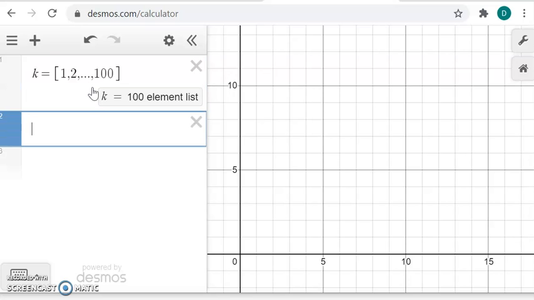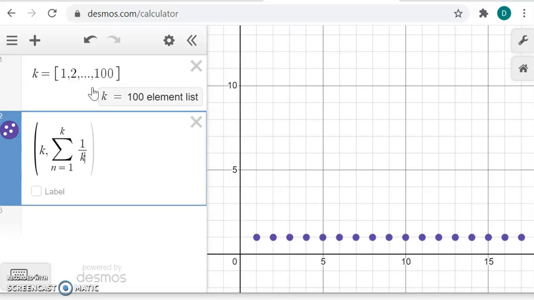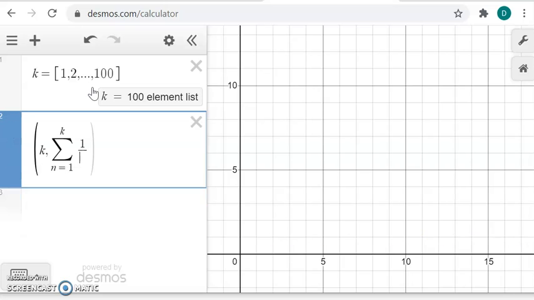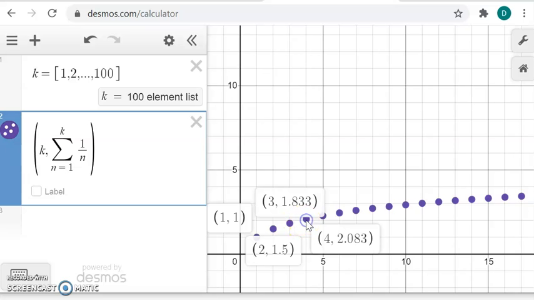I'm going to plot these partial sums: k comma the sum from n equals 1 to k of 1 over n. There we go. I know it's k now. So our first term, a sub 1, is 1. A sub 2 is 3 halves. A sub 3 is 5 sixths. A sub 4 is 25 twelfths.